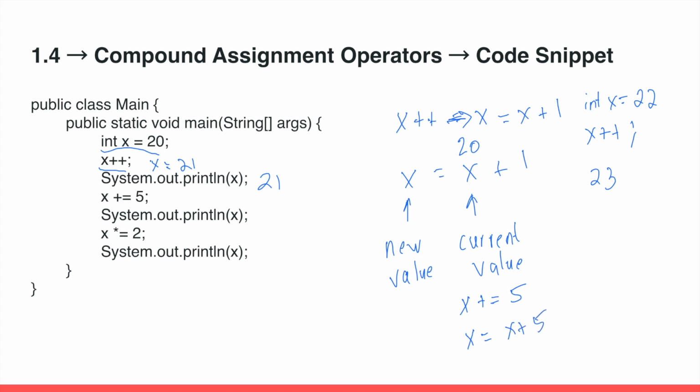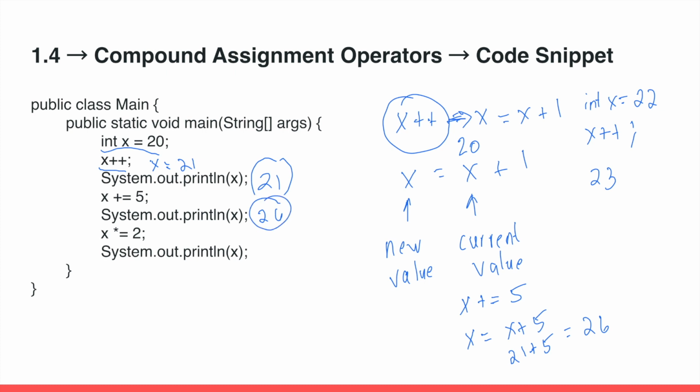So that means x equals x plus 5. The x++ we only use when we want to increment a value, or add 1 to a value. Otherwise, we're doing += 5. So it's going to be x equals the current value of x plus 5. Well, right here we note the current value of x is 21. So we're going to have 21 plus 5 equals 26. So that means when we print out x now, we're going to get 26.